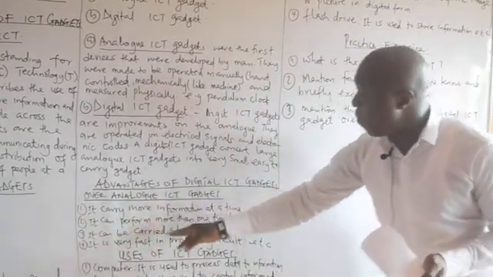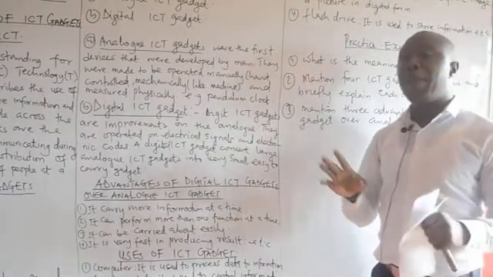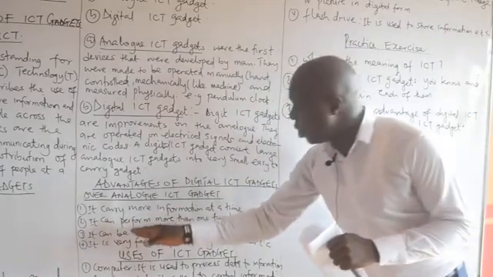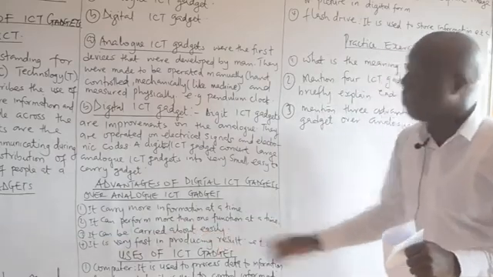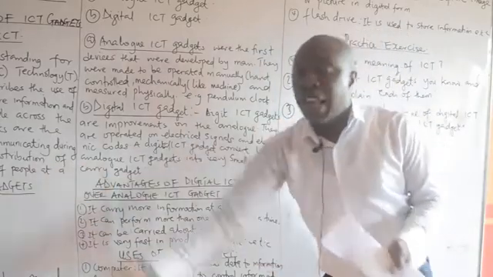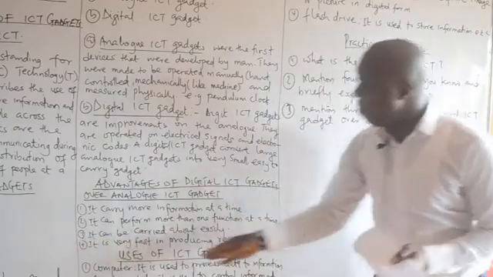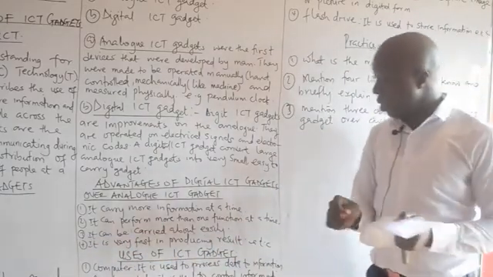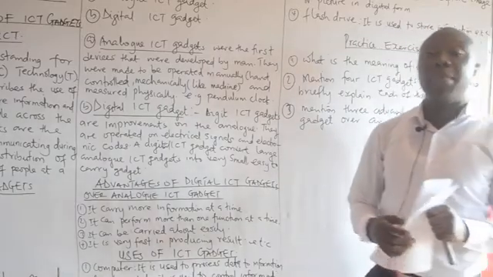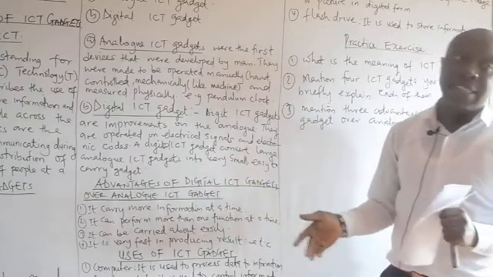It can perform more than one function at a time. That is, it can carry out more than one operation at a particular time. And it can also be carried about easily. It is not that heavy that we cannot move it. It can easily be carried from one place to another. It is very fast in producing results, etc. And it can be operated by anybody. Anybody can operate the digital ICT gadgets.